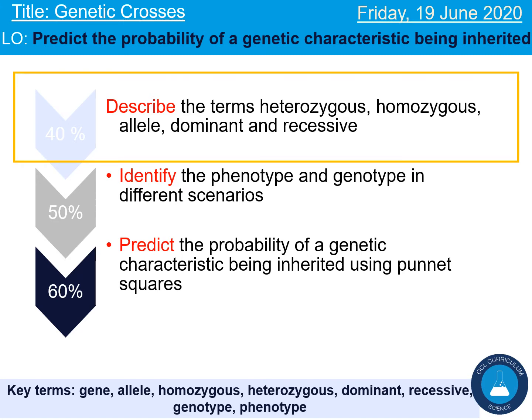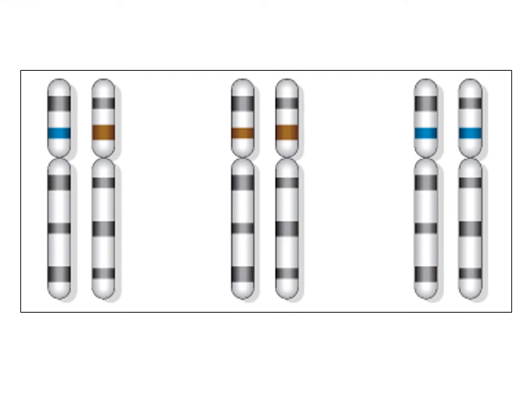First of all, we're going to start by learning how to describe the terms heterozygous, homozygous, allele, dominant and recessive. So in a normal adult body cell, we have 23 pairs of chromosomes, so 46 chromosomes overall. For each pair of chromosomes, we inherit one from our mother and one from our father.